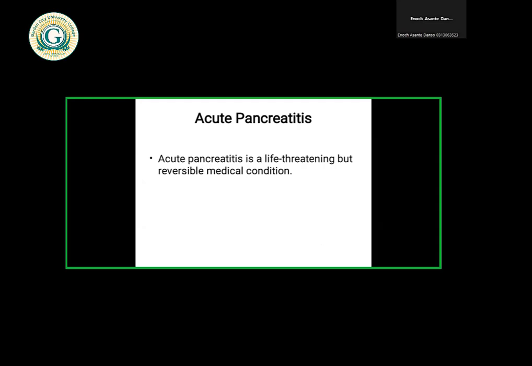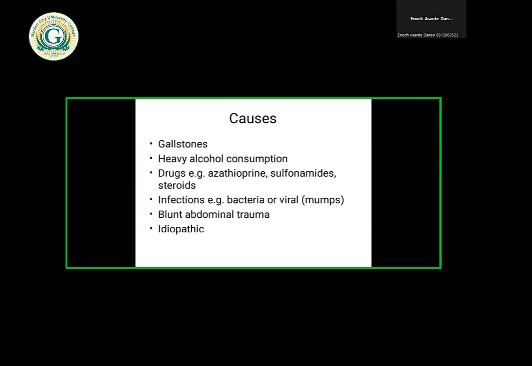So what is it about acute pancreatitis? You are saying acute pancreatitis is a life-threatening but reversible medical condition. But the chronic one is not reversible. That is why it kills. And funny enough, most acute pancreatitis, if not discovered early, will transition into chronic pancreatitis and then become quite more dangerous. And that is why it has to be treated with adequate care.